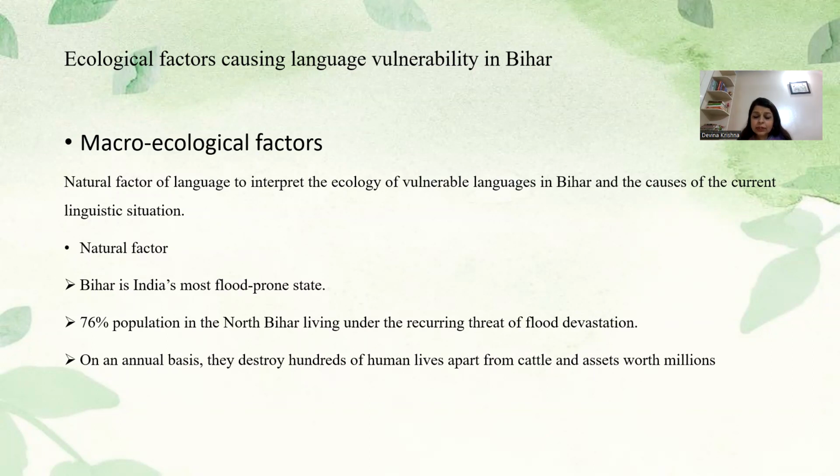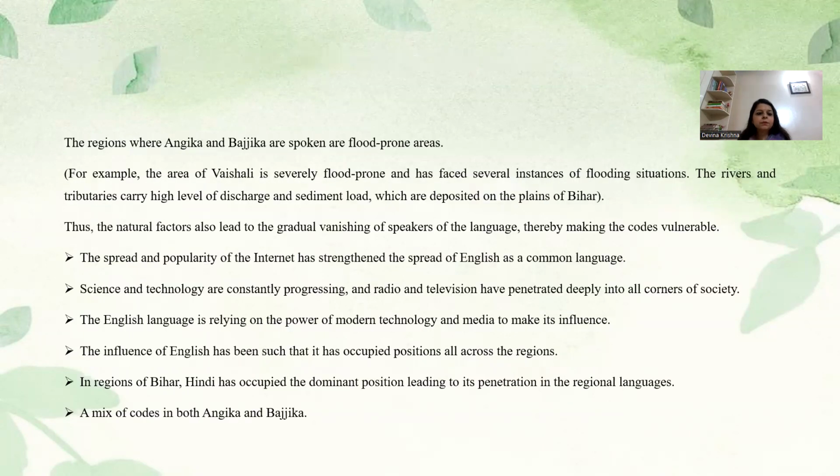And on an annual basis, the observation is that hundreds of human lives, apart from cattle and assets worth millions, are getting destroyed. Now, the regions where Angika and Bajjika are spoken are flood-prone areas, okay? For example, the area of Vaishali, which is considered severely flood-prone and has faced several instances of flooding. So I've also mentioned how the rivers and tributaries carry a high level of discharge and sediment load, okay? And these are deposited on the plains of Bihar.